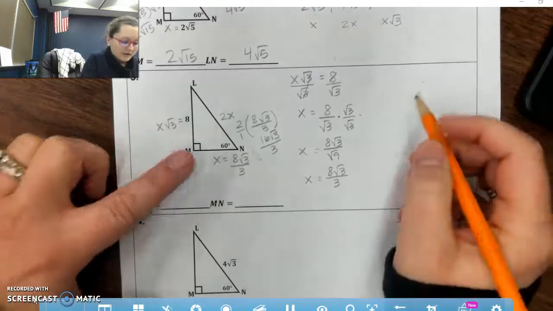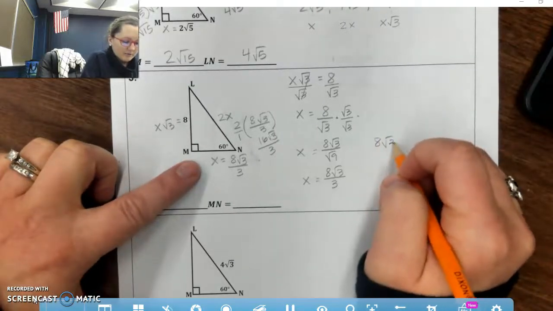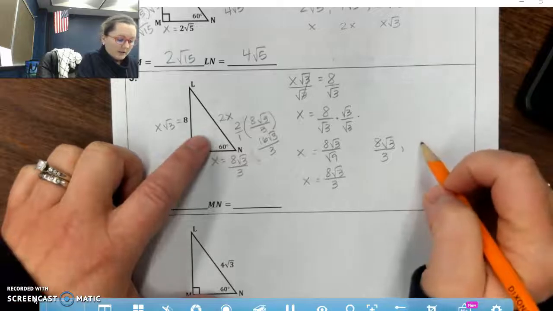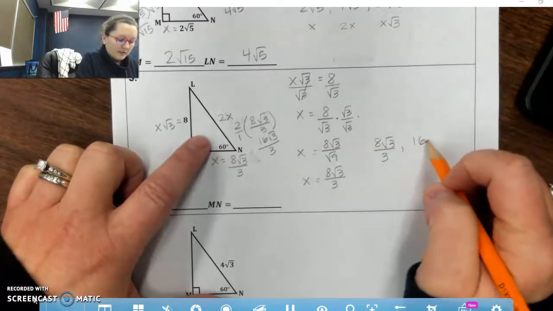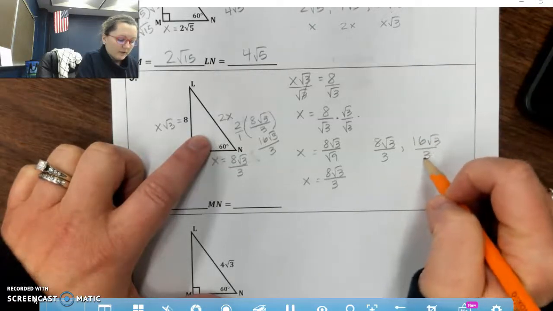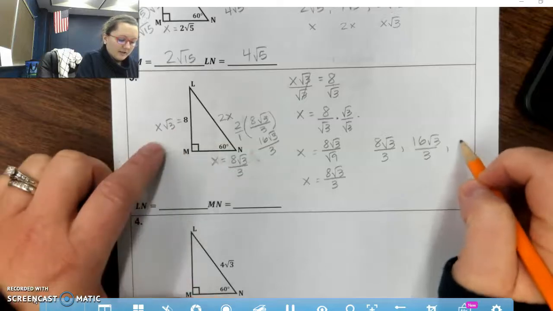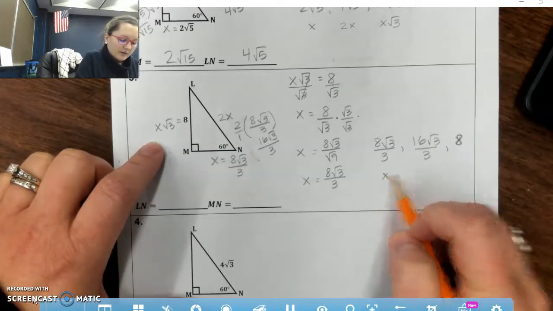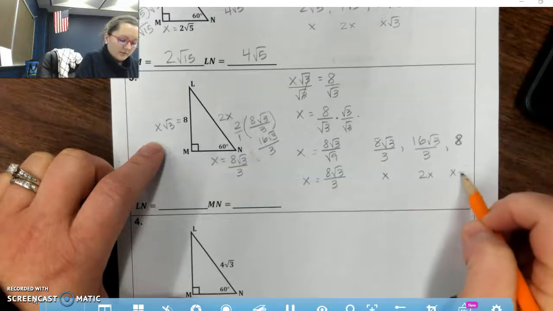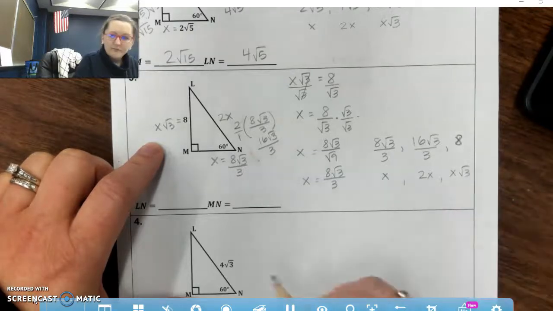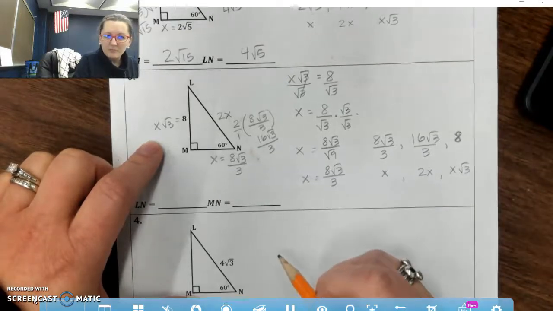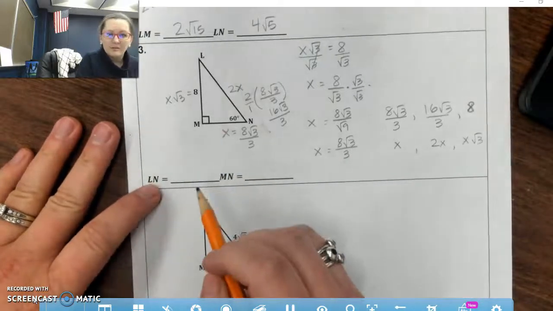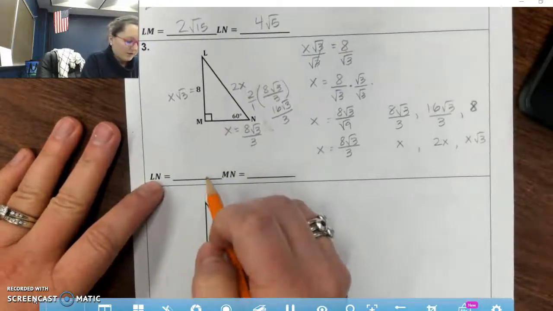So let's think about our side lengths. 8 root 3 over 3. Hypotenuse is 16 root 3 over 3. And our long side is 8. So x, 2x, x root 3. So you can kind of see the pattern. These are a little bit more difficult than the 45/45s because on the other one you had two sides the same, so not as much work.